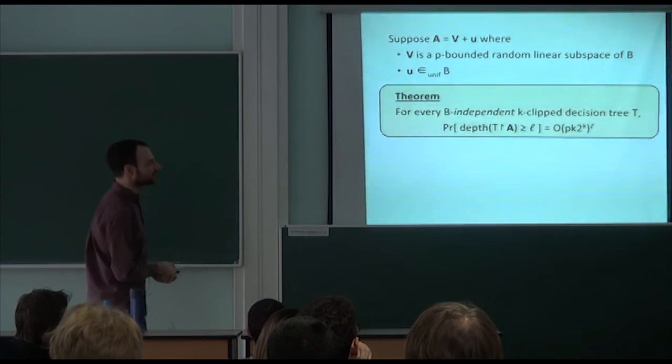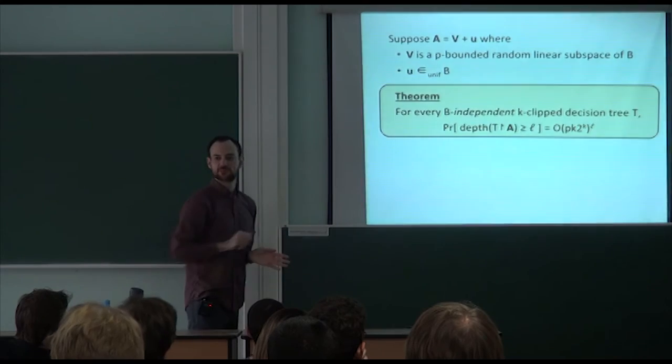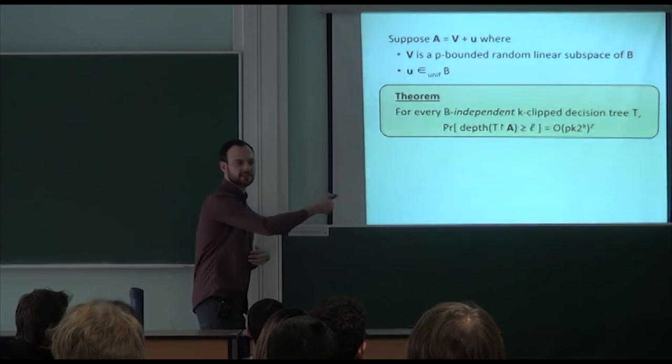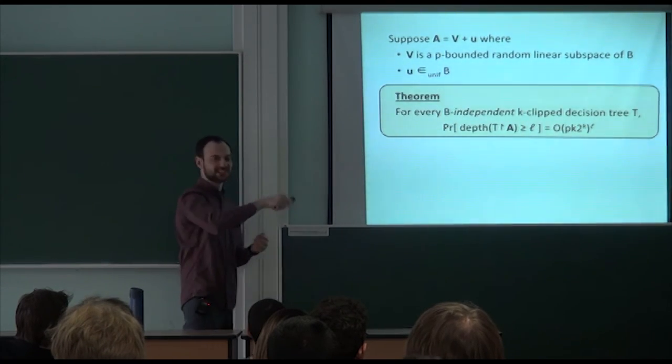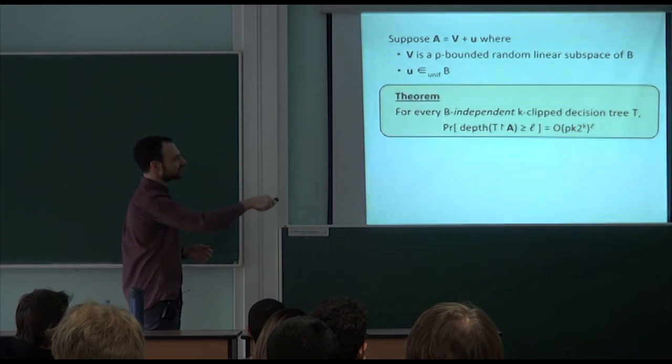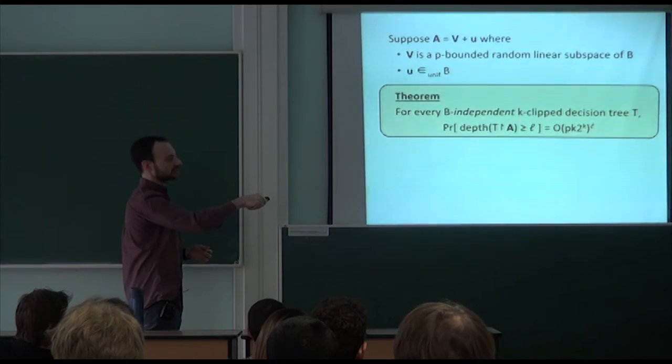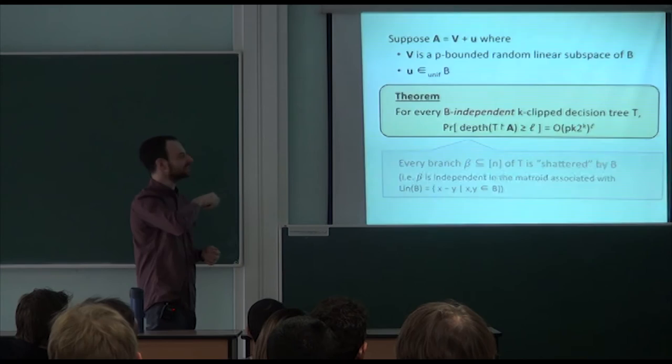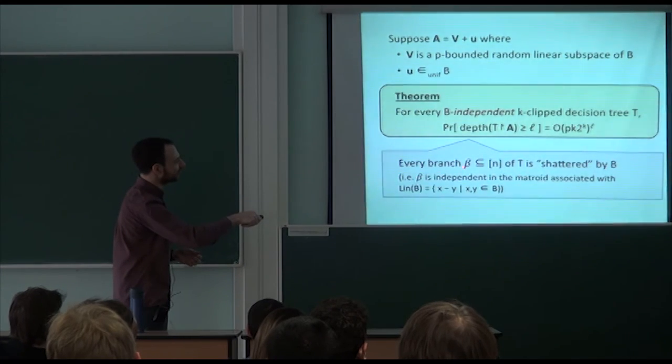Here we have the same theorem as before, and the only extra hypothesis we need is that our k-clip decision tree is so-called B-independent, and all I mean is that every branch beta of T is shattered by B.